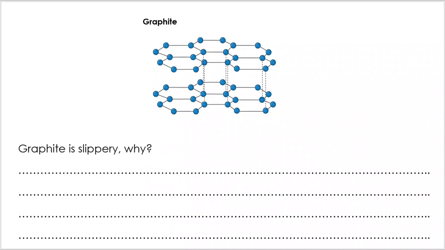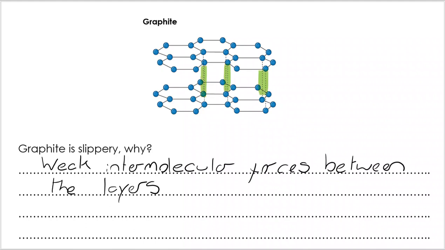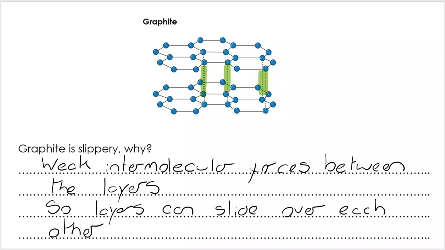And finally, graphite is slippery. Why is that the case? Now you remember that graphite is what we use in what we commonly call the lead in pencils, where layers are broken off and left behind on the paper when you rub it across there. How is that possible? Well, the weak intermolecular forces, the forces between the layers, can be easily overcome. So the layers can slide over each other.